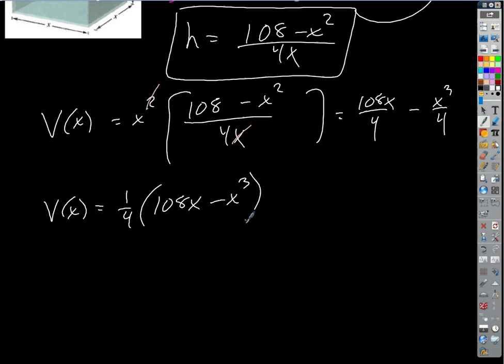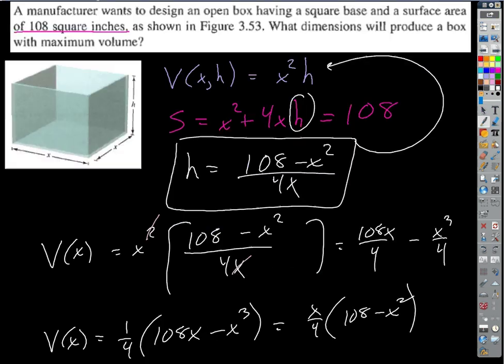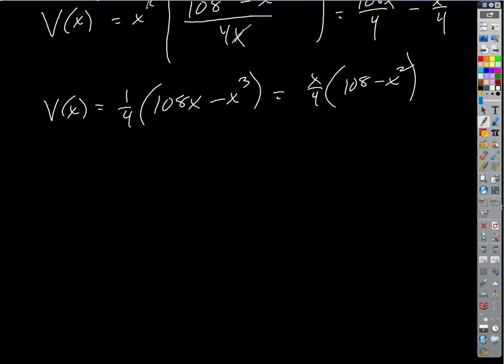And if I want to write it in factored form, I could write it as x over 4 times (108 minus x squared). Okay? That looks better, right? Doesn't that look a lot more like what I'm used to? Okay, so now we can pretty much almost just flip into math mode, algebra mode, or calculus mode, and crank out some calculus.